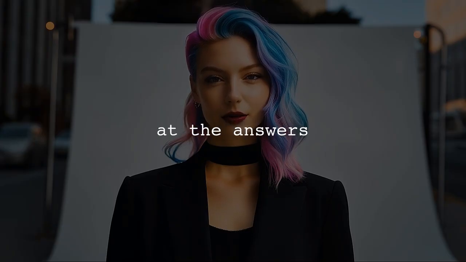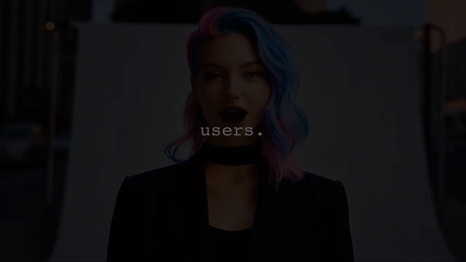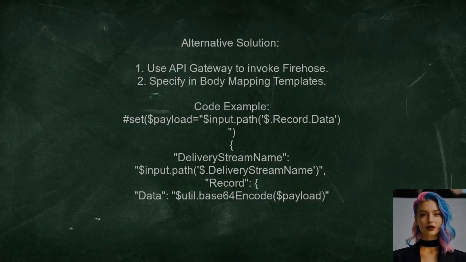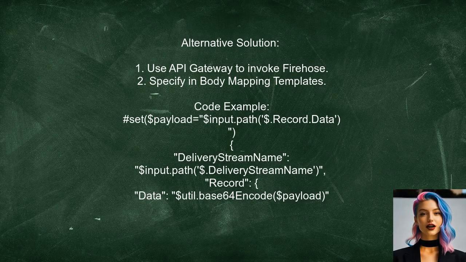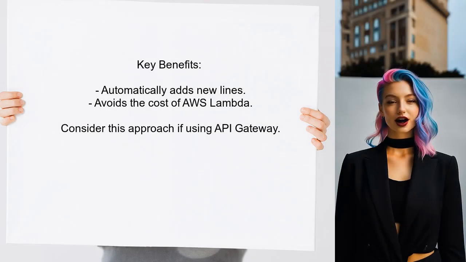Now let's look at the answers provided by other users. An alternative solution comes from a user who faced a similar issue. They suggest using API Gateway to invoke Kinesis Firehose. By specifying a command in the body mapping templates, you can automatically add new lines to the records. This method works effectively for adding new lines to the Kinesis Firehose records, making it a viable option if you want to avoid using AWS Lambda.